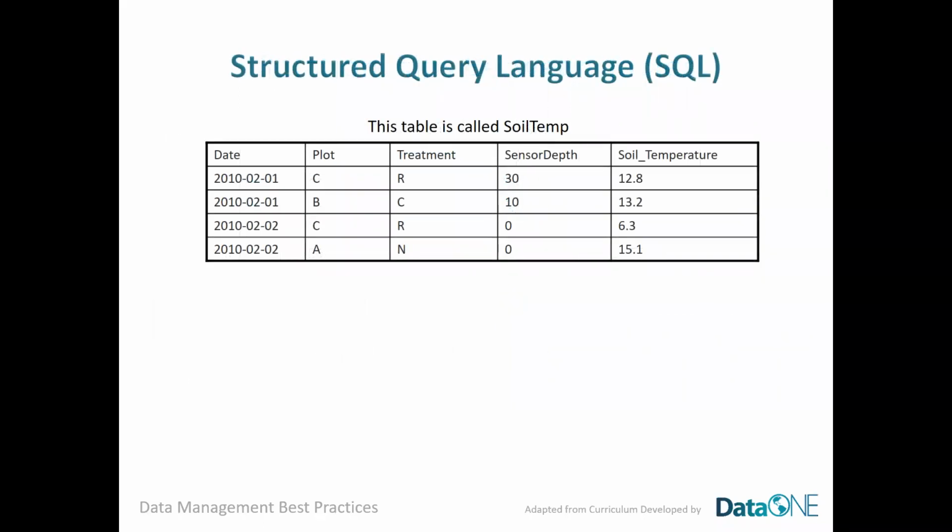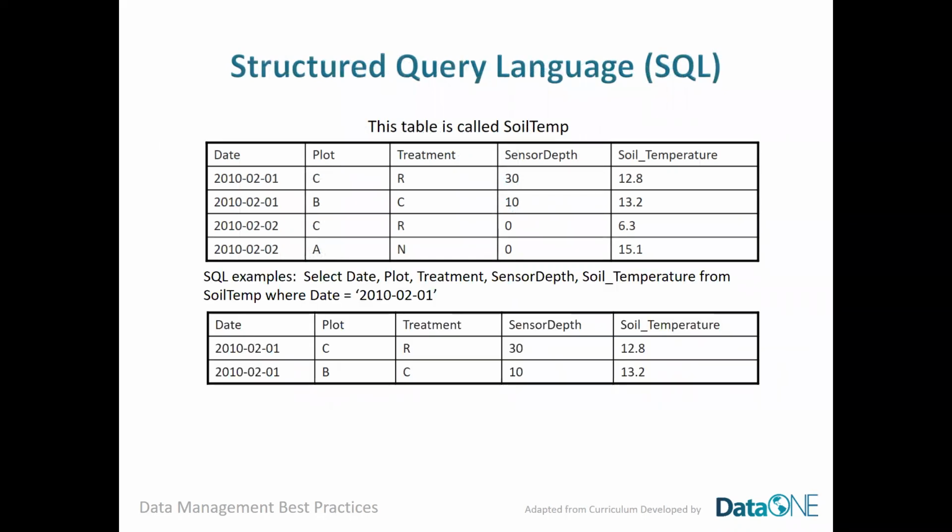Database features also include a powerful command language called Structured Query Language. These are just a couple of examples of what you can do with SQL. The table at the top of this slide is called soil temp in the database. You can write an SQL command that returns all the records collected on February 1st, 2010. And so this SQL line is how you would select the data from the top table to create the secondary table with just the records collected on that specific date.